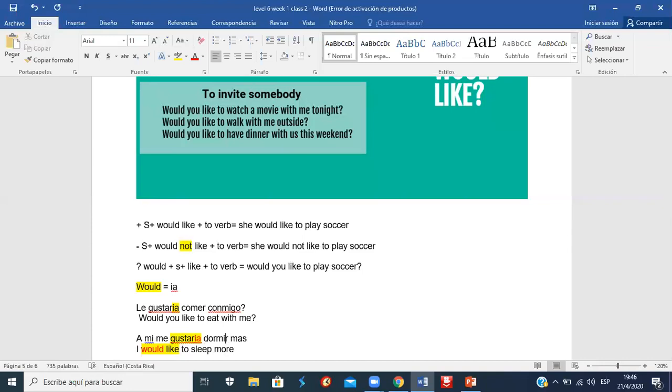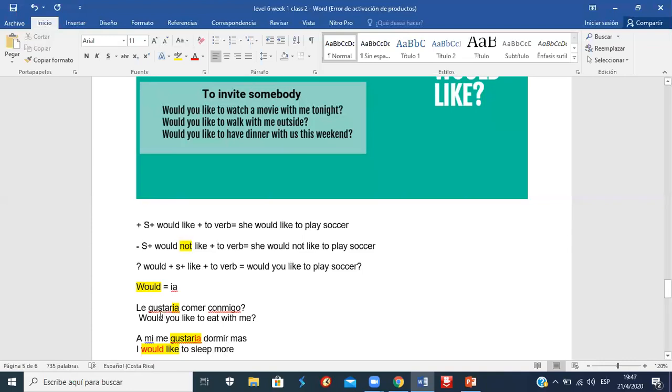So "would like," I can say "prefer." I may say I prefer to go to the park, but sometimes in English it's better to say I would like to go to the park. So there are other alternatives to express the same idea.